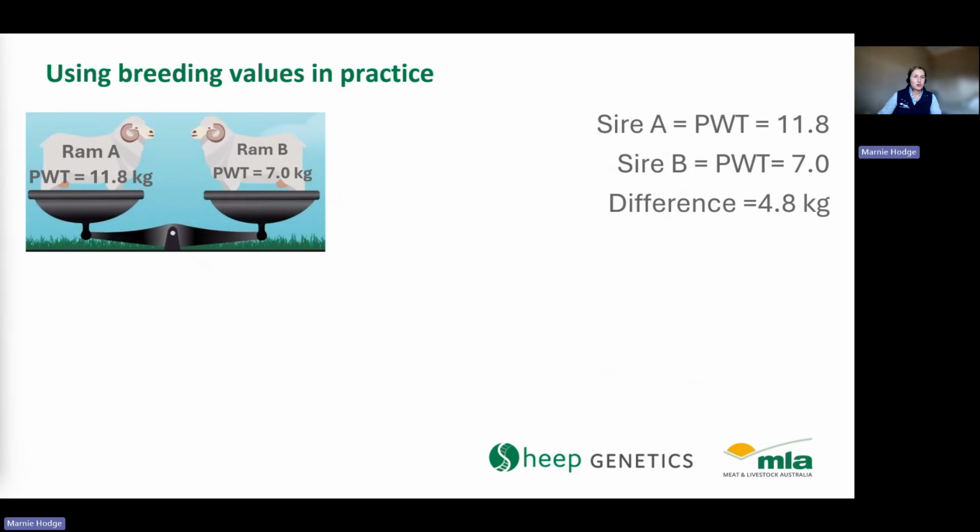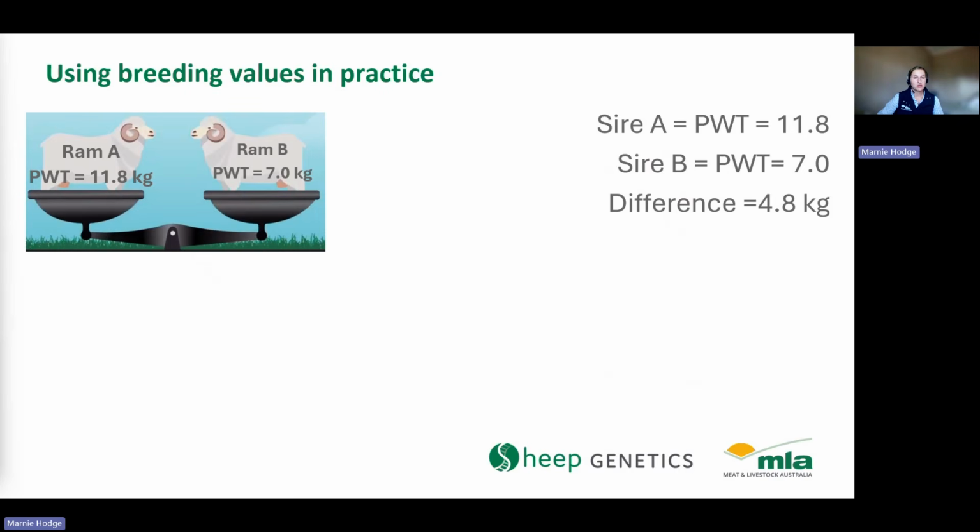So how do we actually use breeding values in practice? If we turn up to a sale or we're looking at a catalogue and we've got two different rams that we're trying to decide between, whether you want to purchase or make a decision, it's a pretty simple process to figure out how different the genetics is between these two sires. So we've got ram A, which has a PWT of 11.8, for example, and then ram B, which has a PWT of 7.0 kilos.